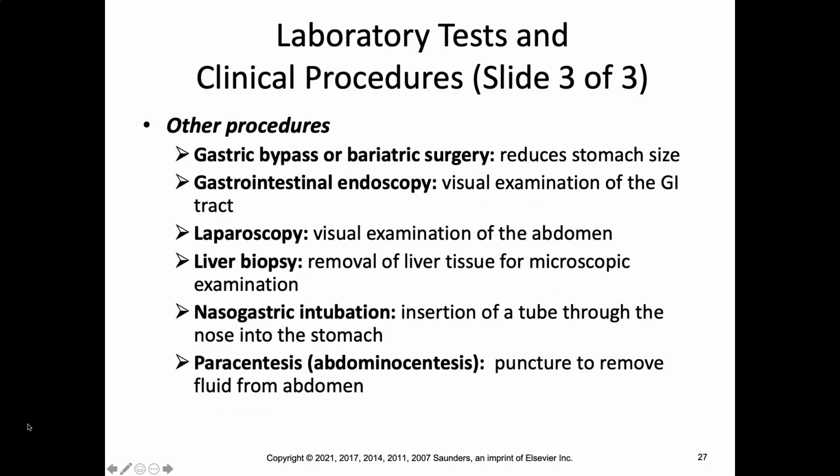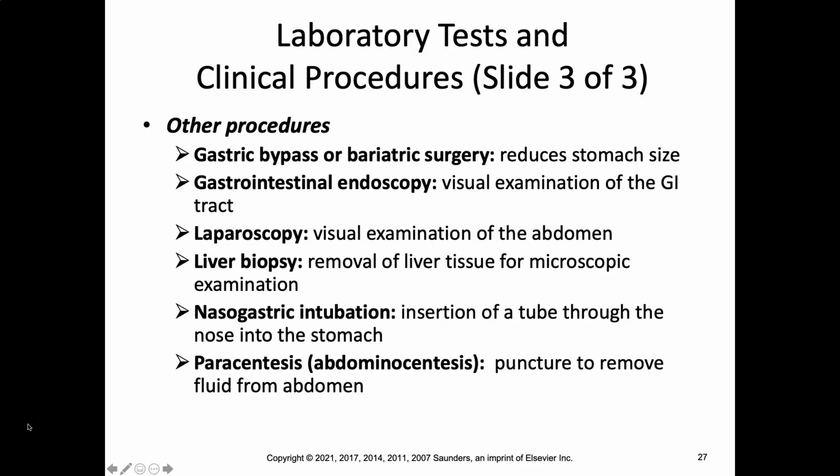There are surgeries, different procedures that are done on the GI tract. There's a bypass, there's bariatric surgery, there's GI endoscopies, laparoscopies. Laparotomy is where they open up and take a peek around too. Liver biopsies. You may hear about NG tubes. That's usually to feed someone, tube feedings, those types of things.